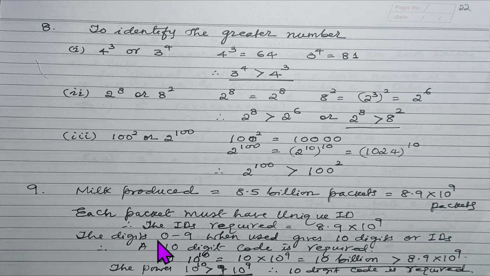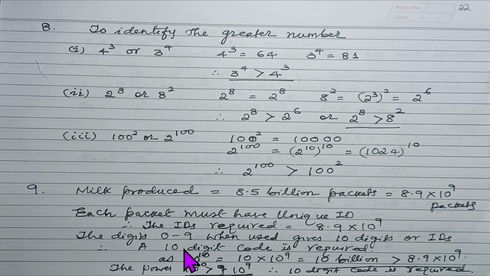We can have a 10 digit code, and when we use a 10 digit code, we will get 10 raised to 10, or that is 10 into 10 raised to 9, which is equal to 10 billion, and 10 billion is definitely greater than 8.9 into 10 raised to 9. Please understand here, 10 raised to 10 becomes 10 into 10 raised to 9, that means it is 10 billion.